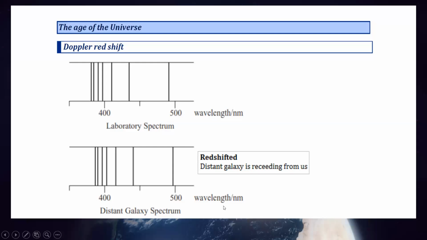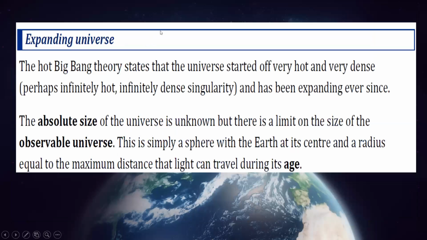So as you can see, another example: this is what we have on Earth, and this is what we are getting from the galaxy. Similar pattern, but shifted towards the red, which means it is moving away from us. According to the Big Bang theory, the universe started off as a very hot and very dense, maybe infinitely hot and infinitely dense, singularity, and it has expanded ever since.